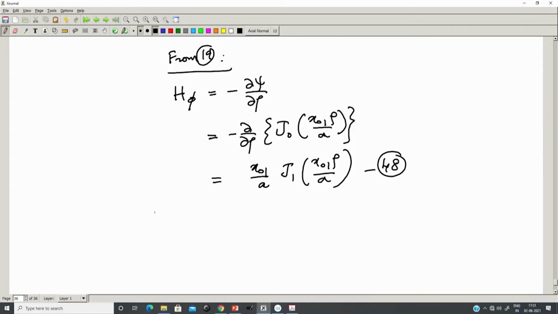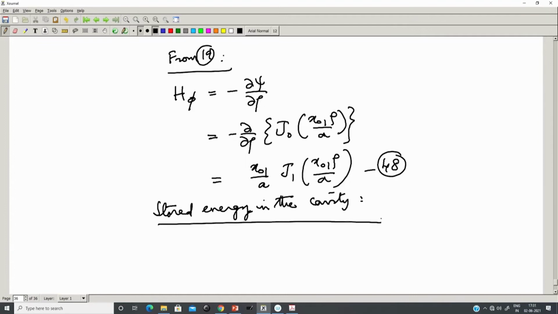Now, we can calculate the stored energy in the cavity. Please verify what happens to the other field components. Please verify that yourself, why we have considered only Ez and H phi.